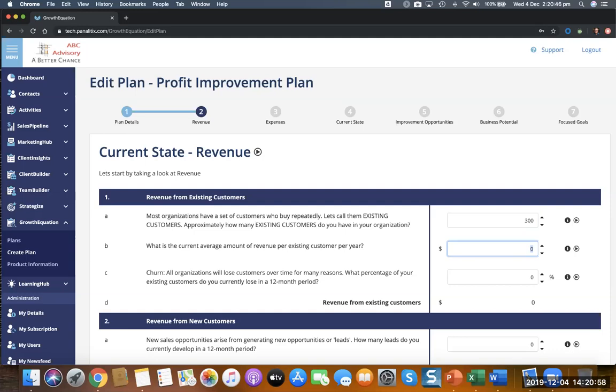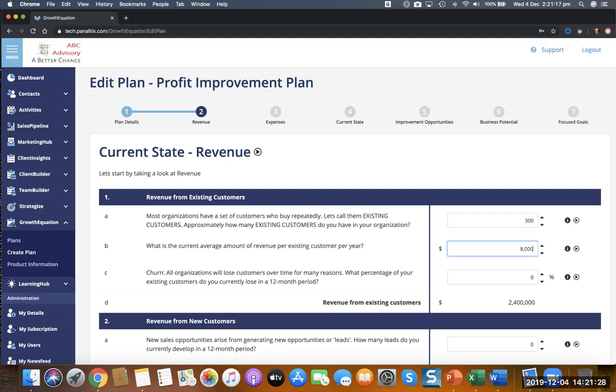And then the next question is, what's the current average amount of revenue per existing customer per year? And you might have access to these numbers. If your client is on a cloud accounting system, for example, you could easily get access to these numbers. And in fact, you should be doing that, I think, for any client for whom you're considering an advisory relationship. Let's assume that in this particular case, each customer contributes on average $8,000 in annual revenue to this particular business.